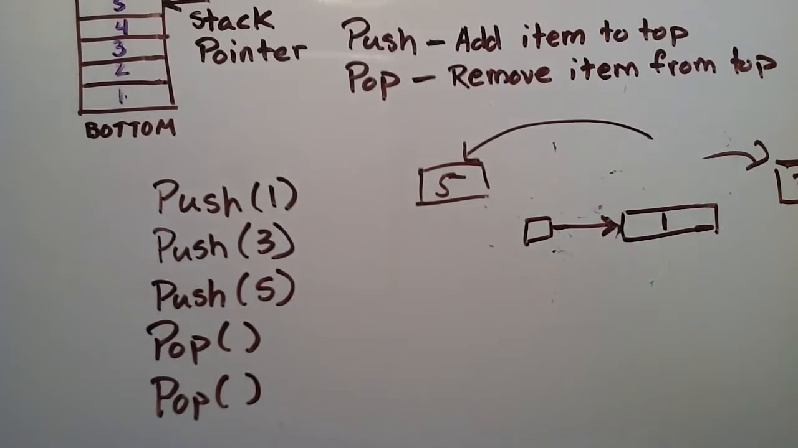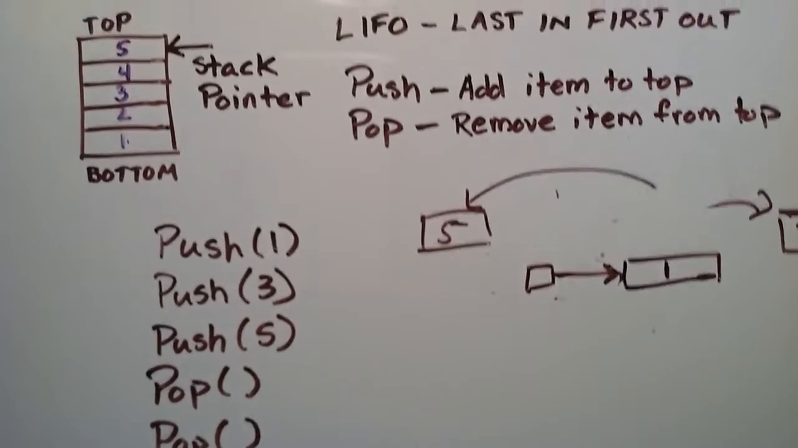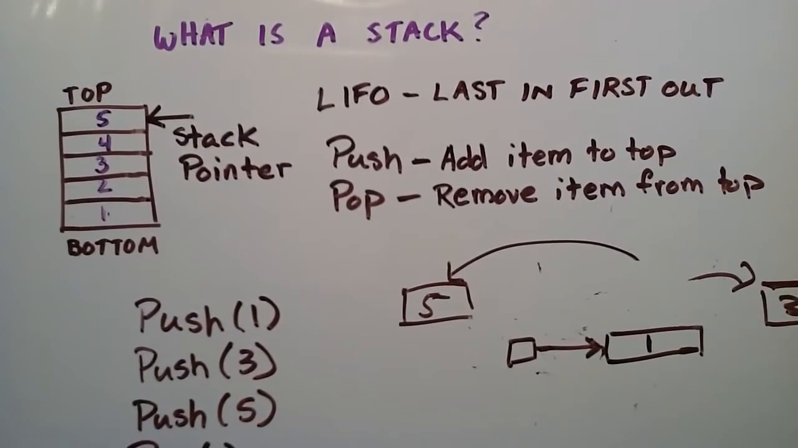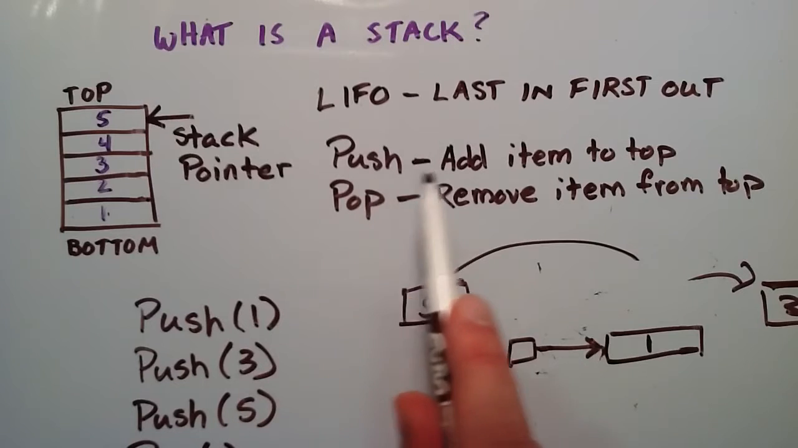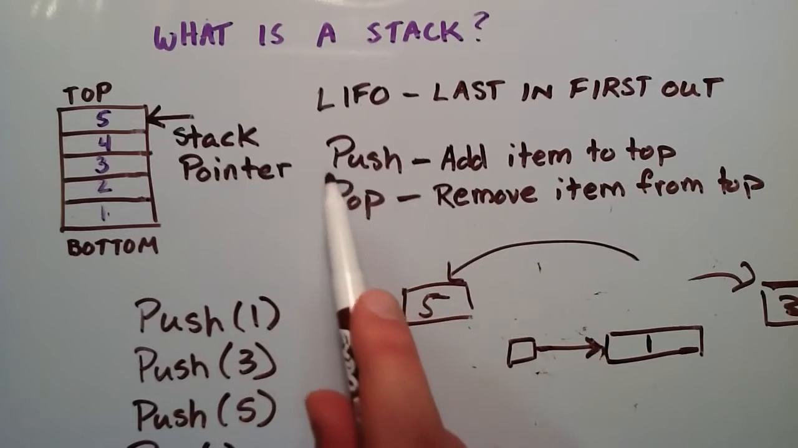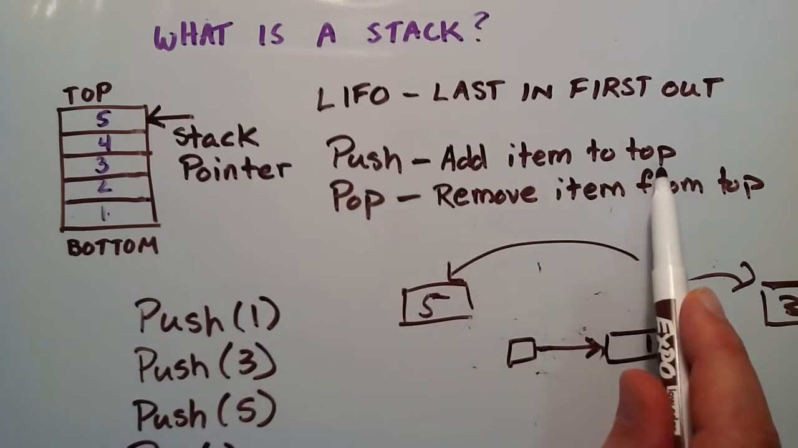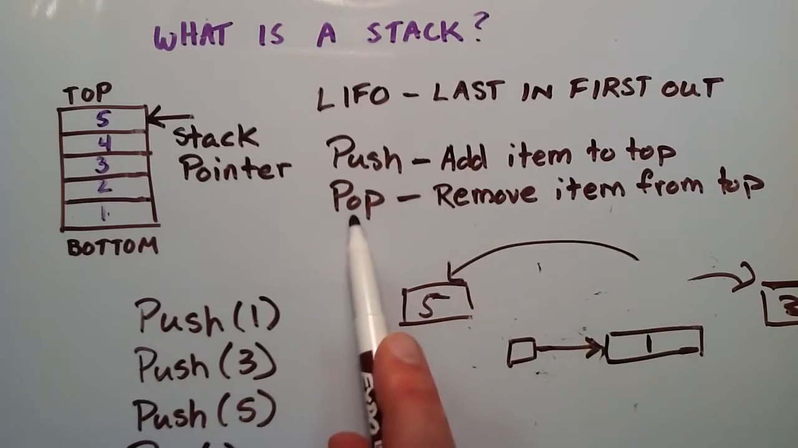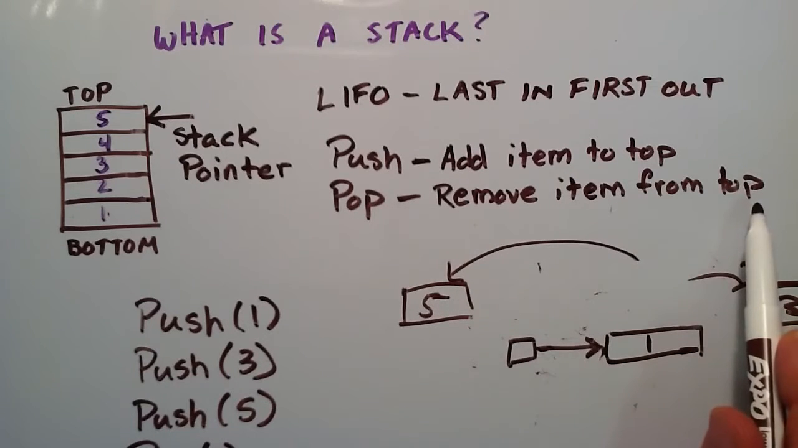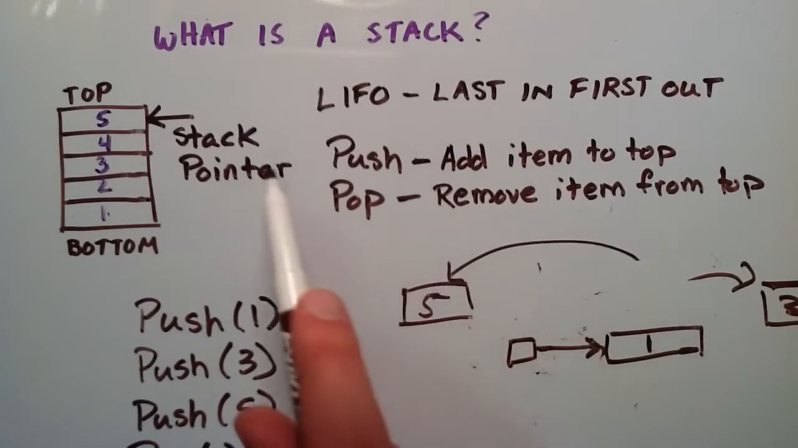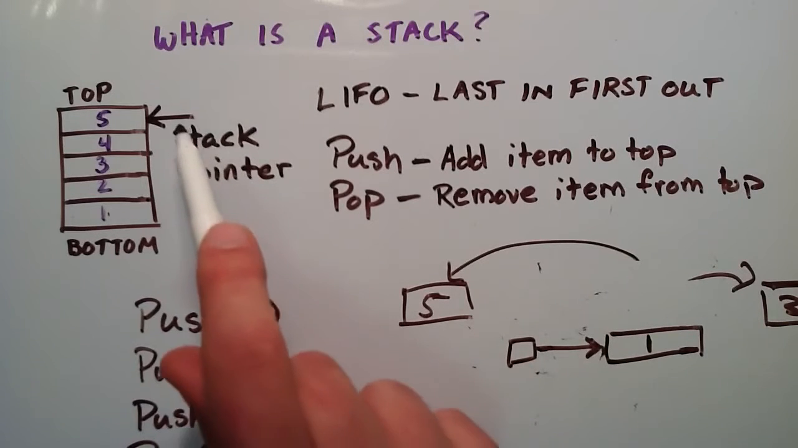Anyway, that's the basic concept of a stack data structure. We're always adding and removing from the top of the stack, and because of that, it is a last in, first out data structure. The two things that you normally do with a stack are the push and the pop. A push adds an item to the top of a stack, and a pop removes an item from the top of the stack. And we keep track of the top of the stack by a stack pointer.